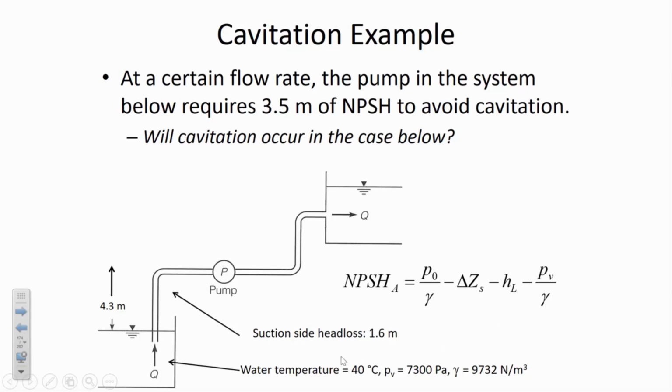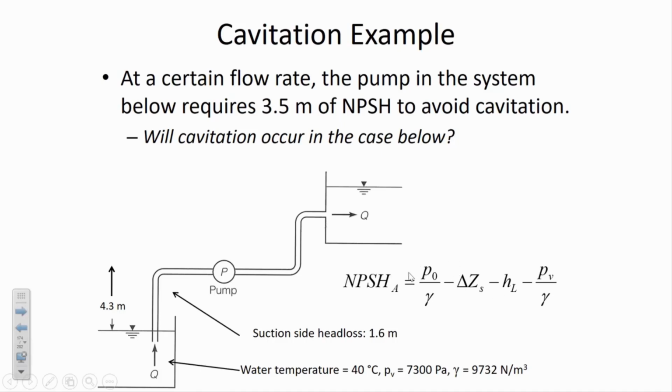In this example, we had water at 40 degrees Celsius, and the vapor pressure is 7,300 pascals. If it was water at 99 degrees Celsius, then the vapor pressure would be like 100,000 pascals, and then it's going to cavitate. So that's another factor that could promote cavitation: the warmer the water, the bigger the risk.